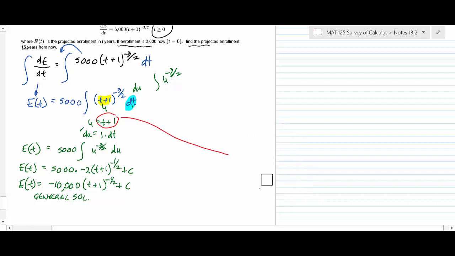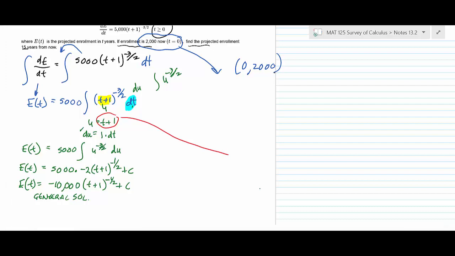Okay, now what we have on this is it says enrollment is 2,000 now at time equals 0. See, this statement right here gives you a point, (0, 2,000). And what you're going to do with that is use it to find c. Anytime I give you a point, that will allow you to pinpoint this down and find a specific solution. So what you're going to do is plug in 2,000 for e of t, and then plug a 0 in for t. That's it.